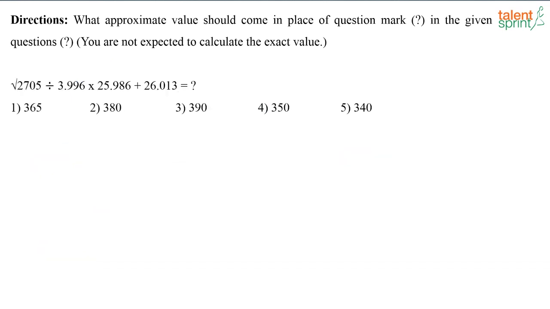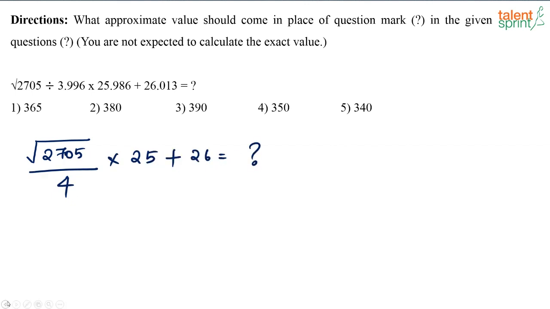Next, again how can you write this? You can write it as root of 2705 divided by 4 into 25 plus 26, that is equal to question mark. Or are you saying it is 2300, ma'am? So, solve for this and tell me what the answer is. Yes, see, in this particular paper there are 2 questions where roots are found out in a very similar way, right.